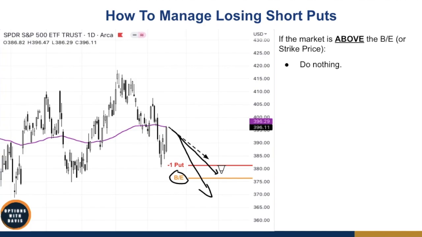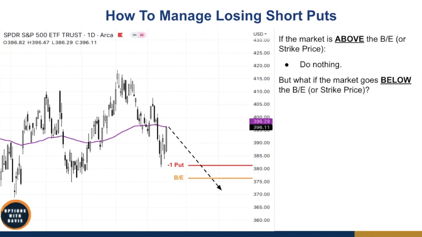So there's really nothing for you to worry or panic about, because if the market just stays there until expiration date, you would still be profitable. Now, what if the market actually goes below the break-even or the strike price? Well, if it does go below the break-even or the strike price, then this is where you may need to do something.